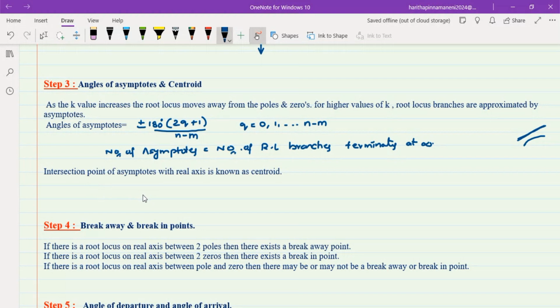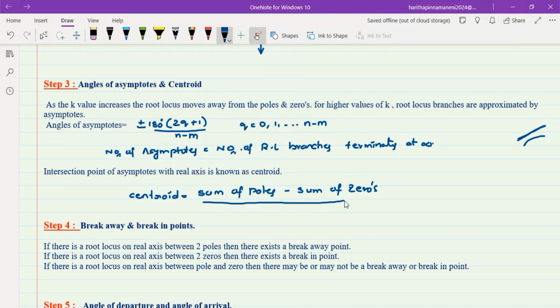Next, these asymptotes will intersect the real axis, and that intersection point is known as the centroid. The intersection point of asymptotes with the real axis is known as the centroid. To find the centroid, the formula is centroid is equal to sum of poles minus sum of zeros, by n minus m. n is the number of poles and m is the number of zeros.